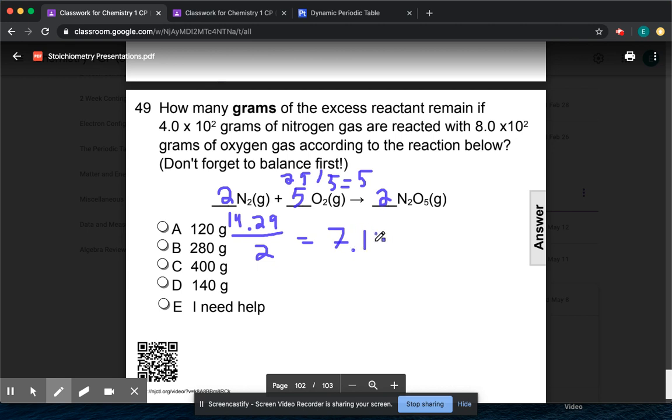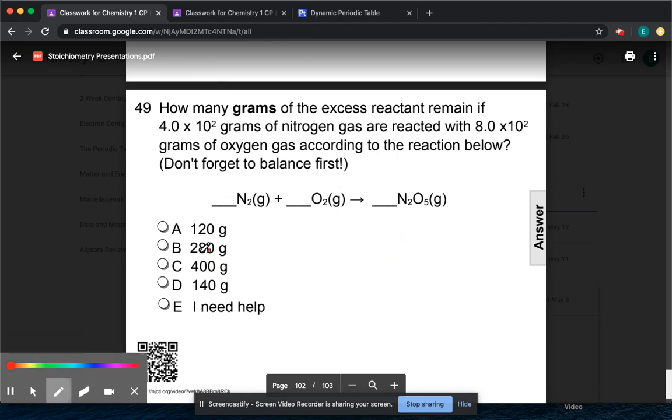So what I did here was I converted the grams to moles. I did that right away. Grams to moles. That's what I did for the first part. And then I'm dividing them by the coefficient to find out which one is limiting. I just did it really fast. 5 is smaller than 7, so oxygen is limiting. Okay. So now we know oxygen is our limiting reactant. So now we need to base everything off of that. We want to know how much of the excess is going to be left over.